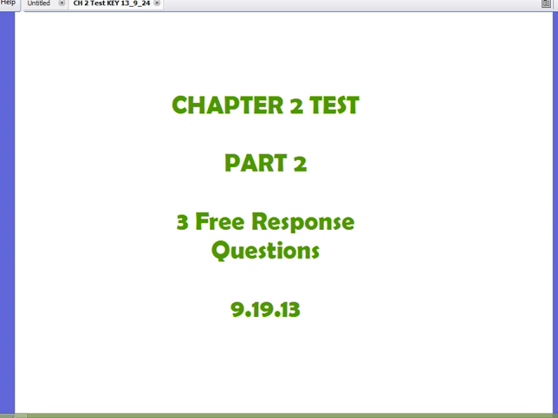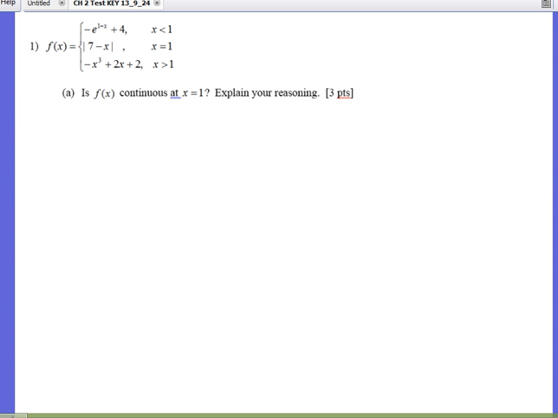Alright, so we're going to go through part 2 of the test, and these were your 3 free response questions. I believe each one was worth 9 points, and there were 3 or 4 parts to each question. So starting off with the first question, it says, is f of x continuous at x equal to 1?